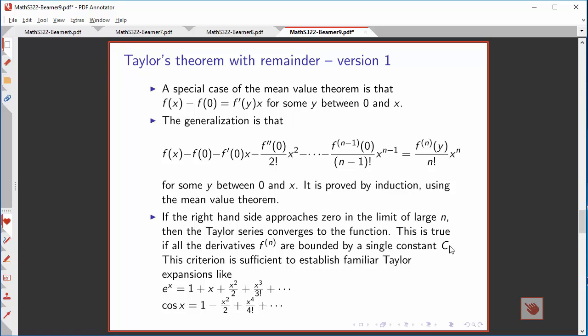The simple case, which I just mentioned, is all the derivatives. No matter how many times you differentiate, the derivative is bounded by some constant c. That will let you show that the Taylor series for the sine or cosine function converges to the function. And with a little extra effort, you can prove that the Taylor series for the exponential function converges to the exponential function.